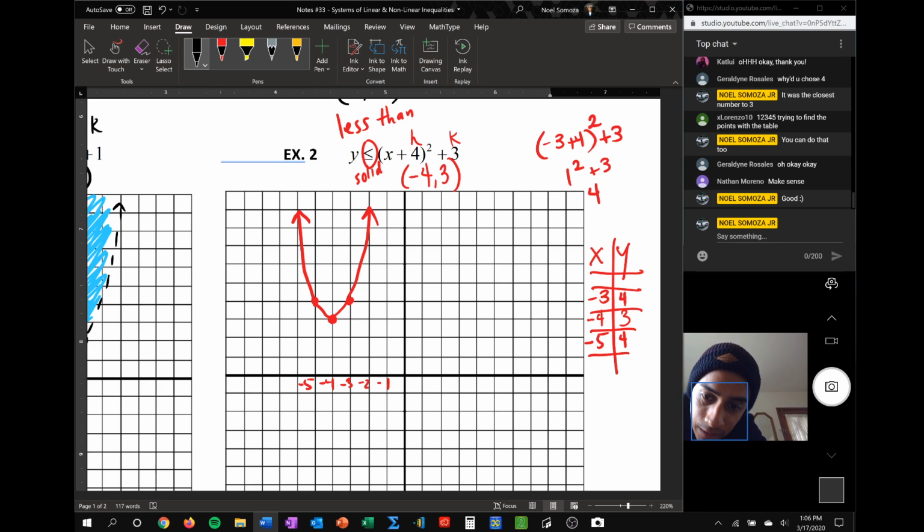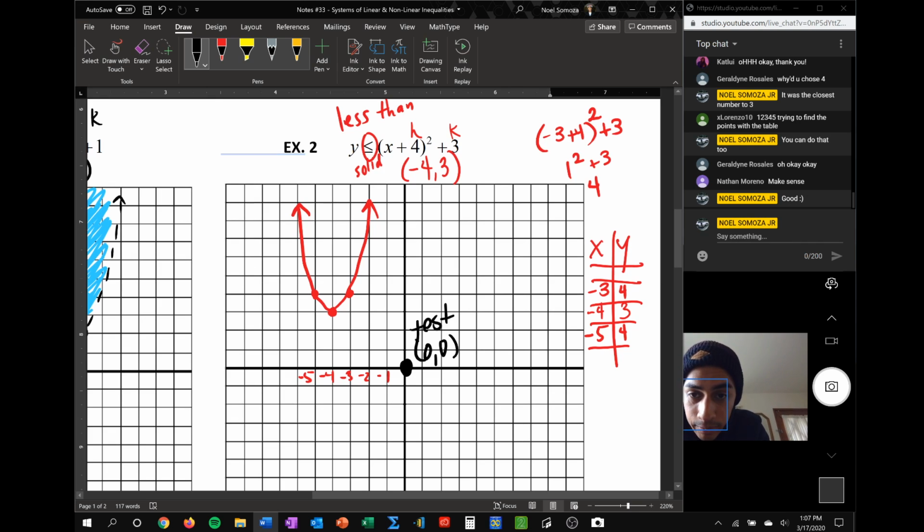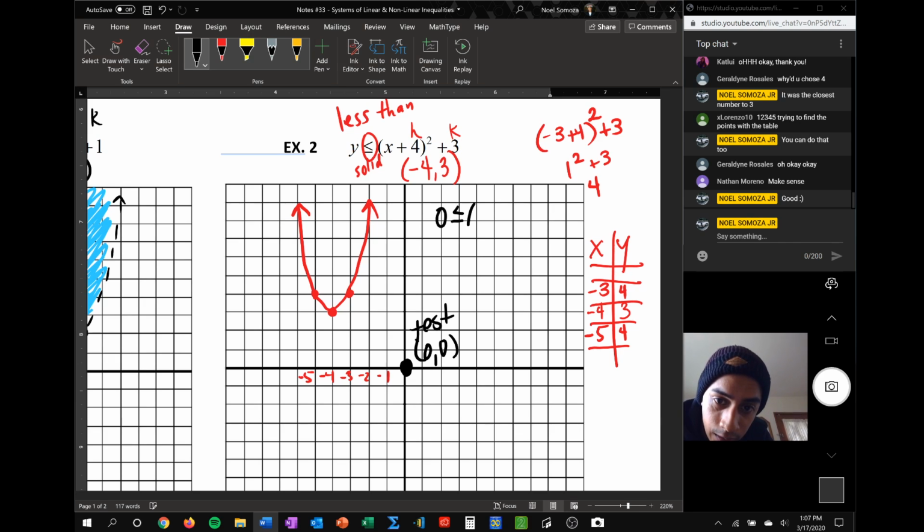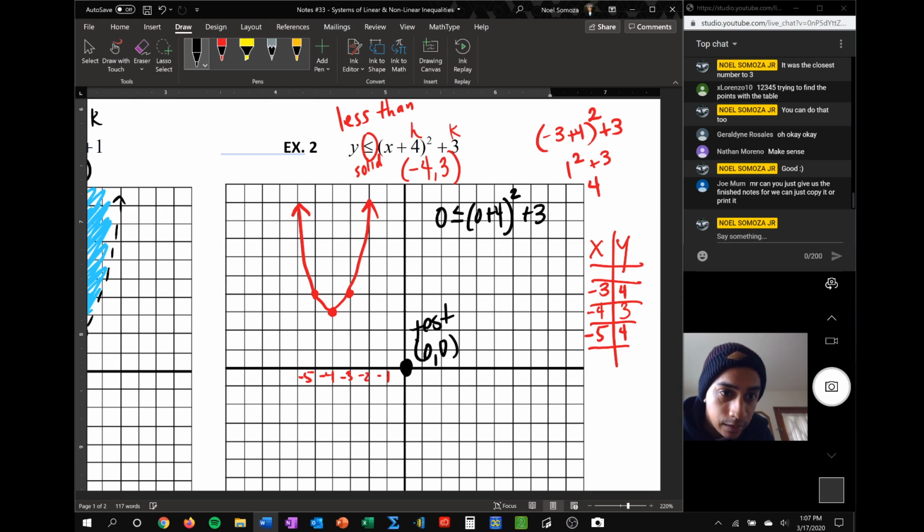So let me test something. Let me test a point that's under my parabola. So I'm going to pick something easy. I'm going to try like 0. See how 0, 0 is like way under? I'm going to pick that point, just because zeros are easy to use. Okay. So now we test it. So you test 0, 0. All right, so now go ahead, plug everything back into that original. You're going to get 0 is less than or equal to 0 plus 4 squared plus 3.